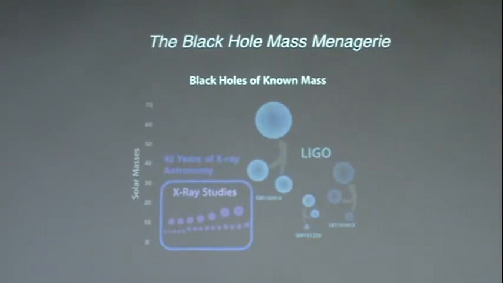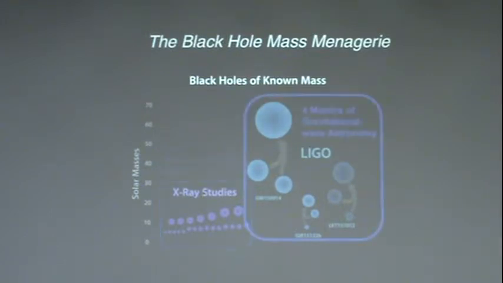Perhaps more interestingly, from the standpoint of astronomy, is that there are about 25 of these, a little bit less. It took 40 years of X-ray astronomy to study these. And these are all black holes in our galaxy. These are galactic black holes, whereas the black holes that LIGO sees are much further away. And it took us 4 months to see that many black holes.